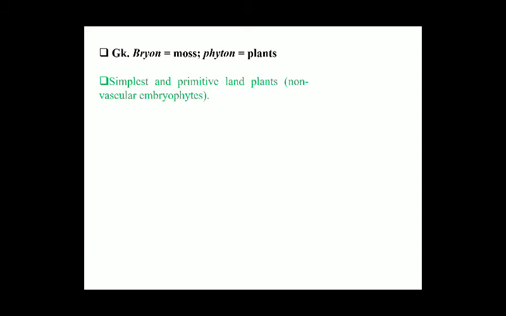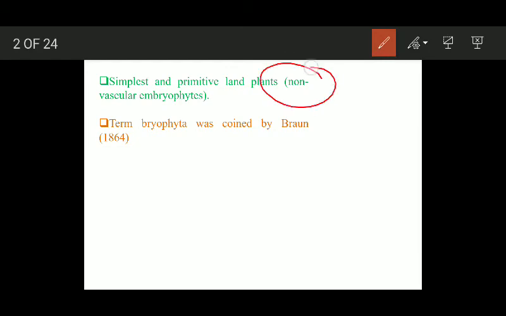Bryophytes, they are simplest and primitive land plants. They are the primitive land plants, also known as non-vascular embryophytes. Why non-vascular embryophytes? They do not possess the vascular tissues, but they have the embryo formation. They show embryo formation in their life cycle. That is why they are known as non-vascular embryophytes.